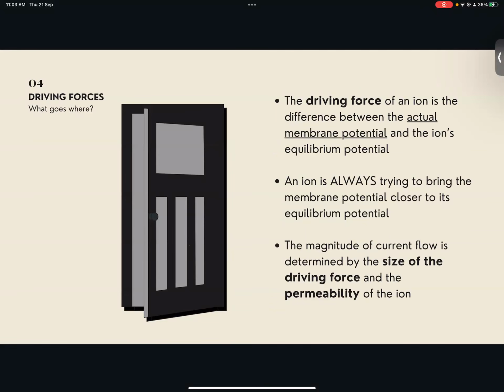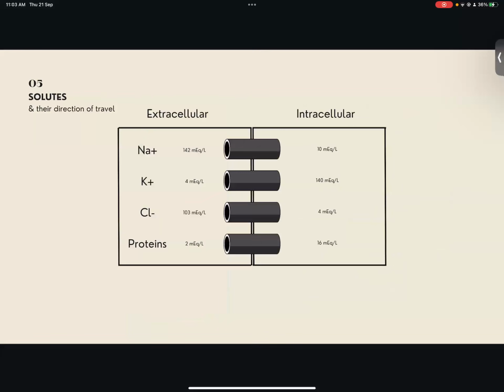So the magnitude of the current flow is determined by the size of the driving force and the permeability of the ions. The more open the door is, the more people are able to pass through. The more closed it is, the fewer people are going to be able to pass through. That's basically the entire concept of the permeability of the ion. So the more permeable it is, the higher the magnitude of the current flow is. Okay, that makes sense. Now let's talk about the specific solutes.